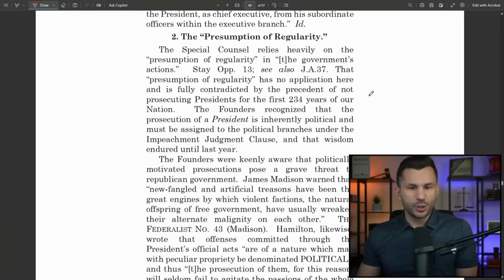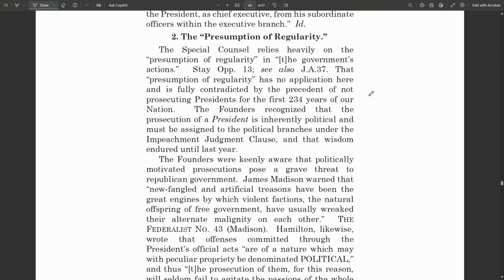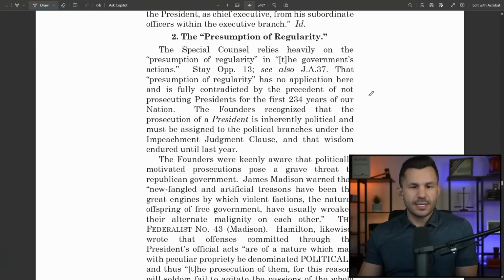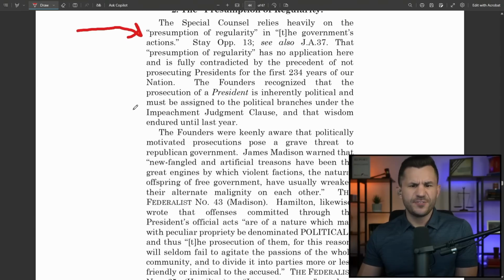Now, they also talk about the presumption of regularity. So Jack Smith, again, Trump is responding to Jack Smith's arguments at the Supreme Court. He says the special counsel relies heavily on the, quote, presumption of regularity in the government's actions. In other words, saying you can trust the government is doing a good job and they're honest and they say they're doing what they're doing and they're not doing anything below board. That presumption of regularity has no application here. It's fully contradicted by the precedent of 234 years of our nation's history.